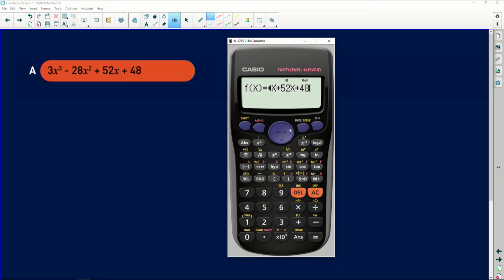Okay, so let's have a look. We have 3x squared minus 28x plus 52x, and that must then be plus 48. Okay, great. So we're going to start by 1, end by 5, and we're going to check the steps.